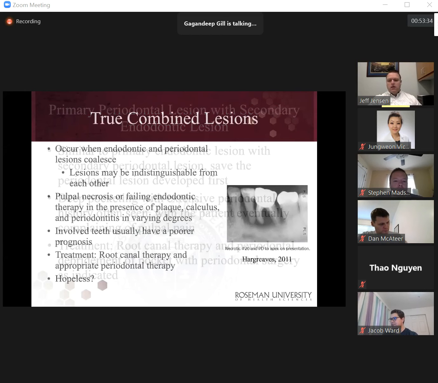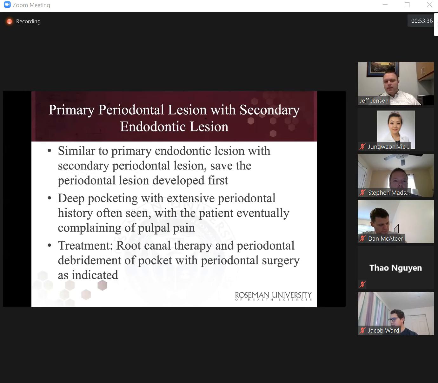Dr. Denson, I have a question about that one. So if we have an endo lesion and a perio lesion, I want to see if I'm understanding this correctly. If you want to differentiate if it's primary perio or primary endo, is that based off the pocketing? So if you have a narrow pocket, can you assume it's endo that is primary? And if you have a wider pocket, can you assume that it was the perio that was primary?